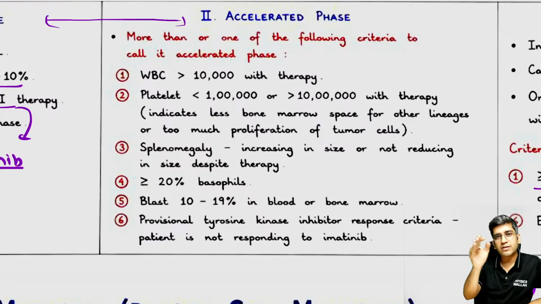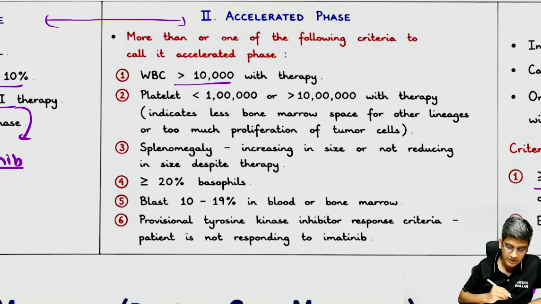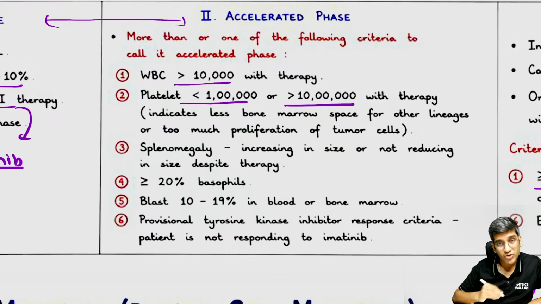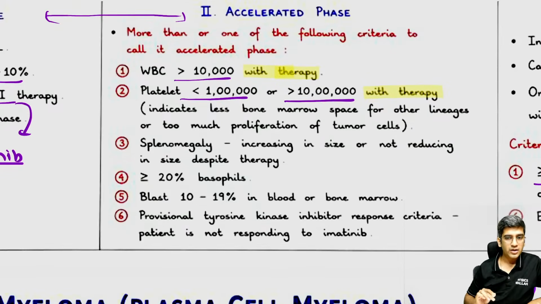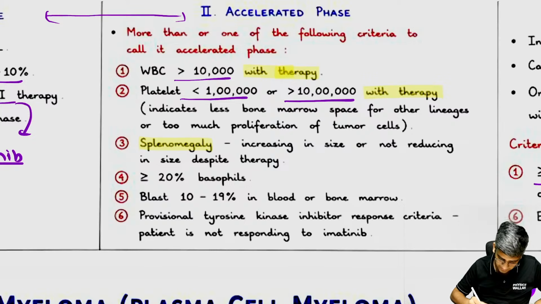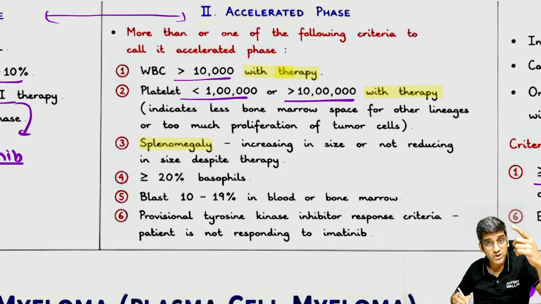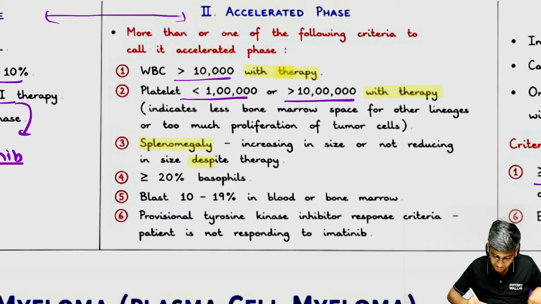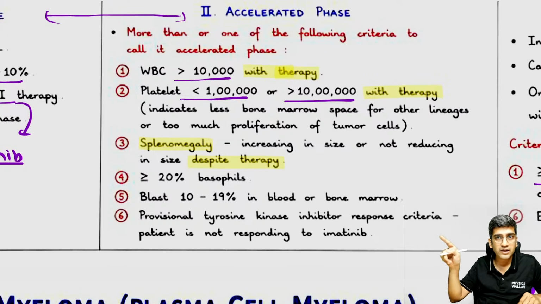The next is accelerated phase. Accelerated phase is a little bit advanced than a normal chronic phase of CML, where the WBC count is high. Platelets are either less than 1 lakh or more than 10 lakhs. Look at the important point. The important point is with therapy, which means even after giving therapy, it's not working. Splenomegaly is there, increasing in size or not reducing with therapy. Because in spleen, tumor is proliferating. Spleen should shrink. If it is not shrinking, problem for me.